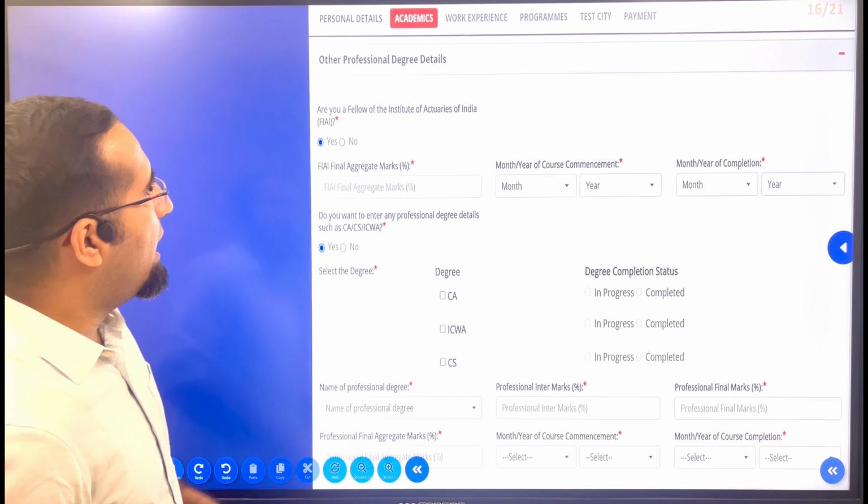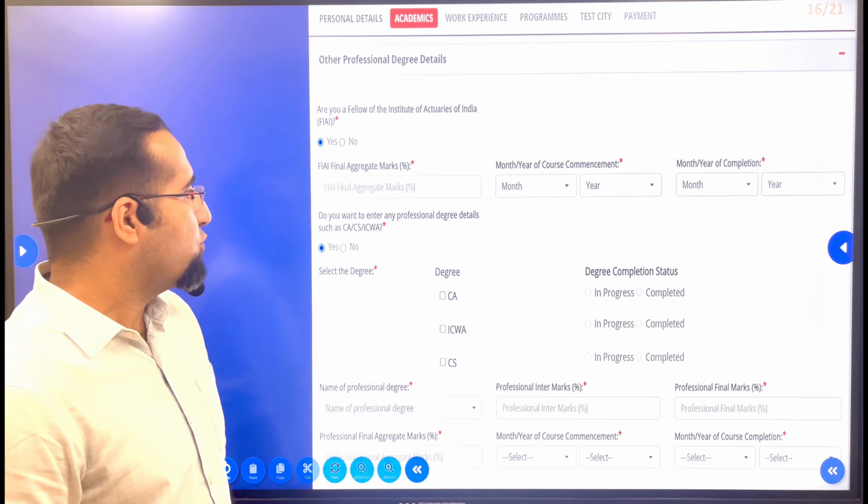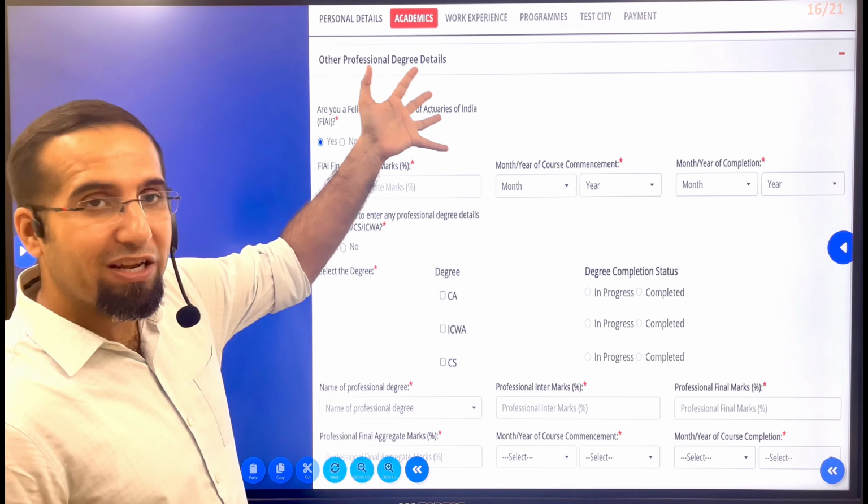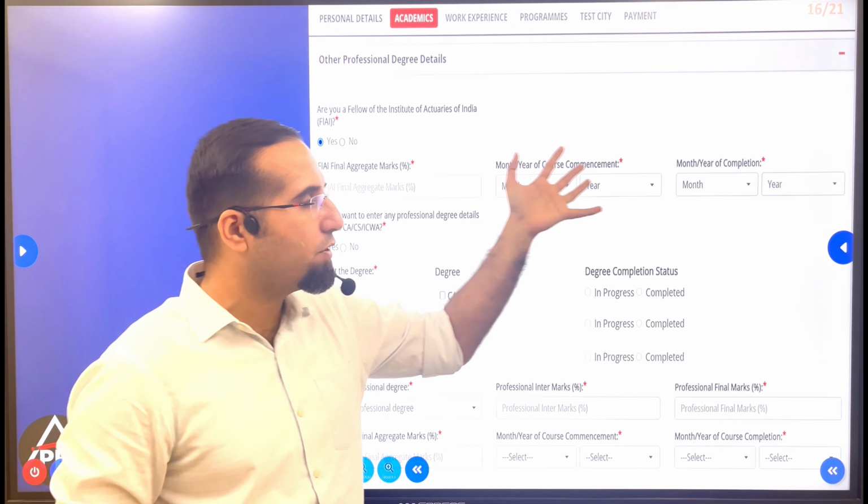Now comes other professional degrees. So in case you have done other professional degrees, you can click yes. Are you a fellow actuary? If you click yes, you'll have to fill in all the final marks.